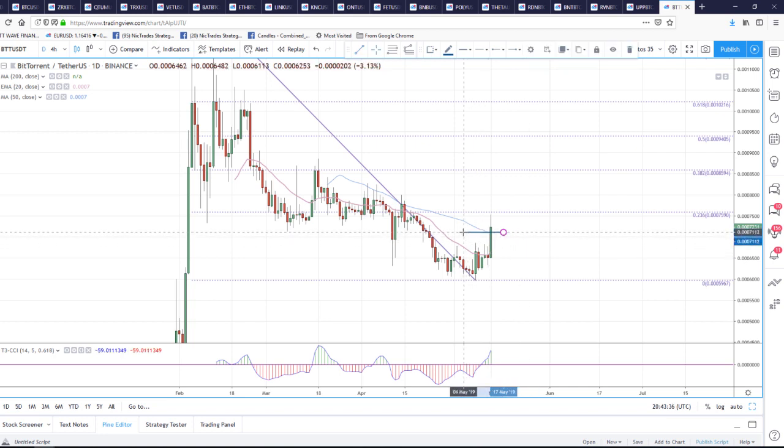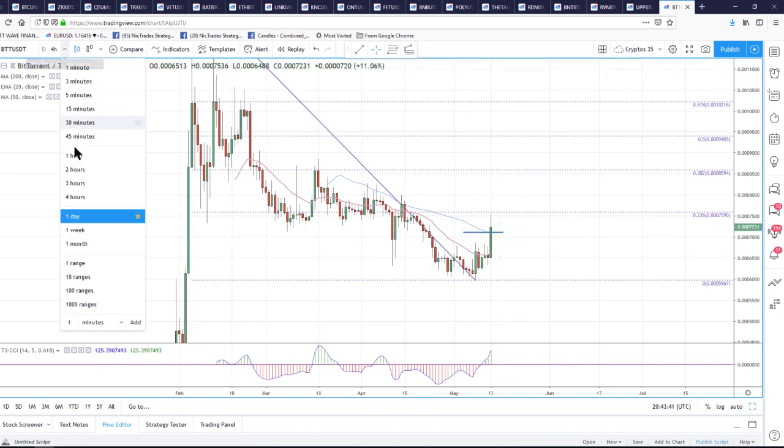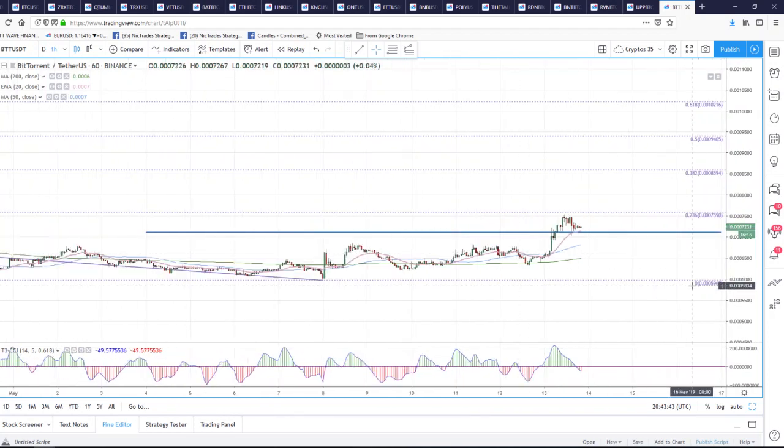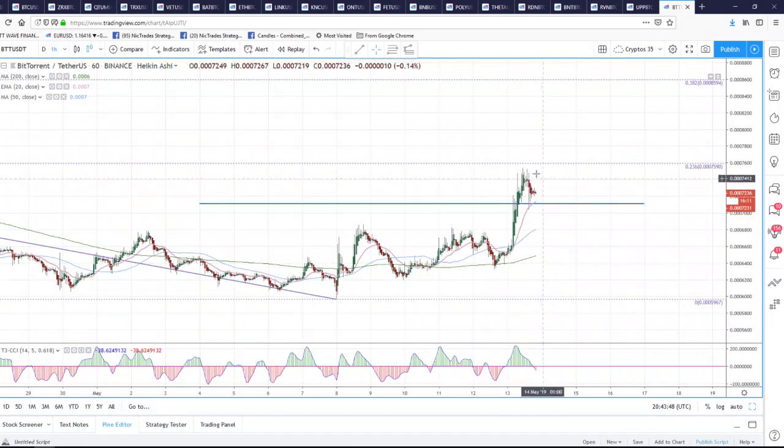So I'm going to mark it like this if I was trading it. And then if I was looking for this on a lower time frame, I'm looking for this level to hold, not close back below it, and carry on higher.